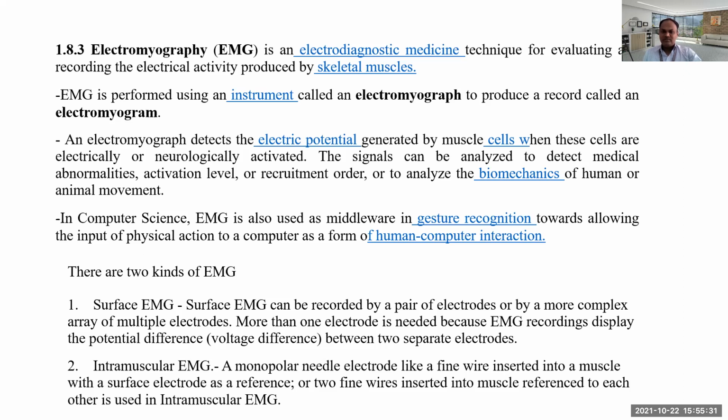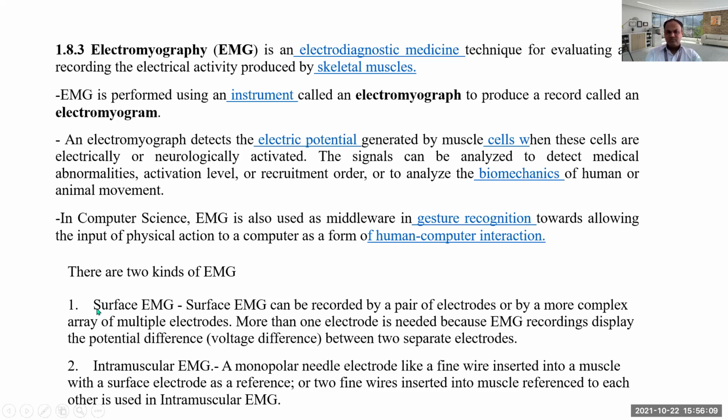The signal can be analyzed to detect medical abnormalities, activation level, or recruitment order, or to analyze the biomechanics of human or animal movement. In computer science, EMG is used as middleware in gesture recognition. So we are going to use this in gesture recognition for particular robotic applications, that you have to remember. It is an input of physical action to the computer as a form of human-computer interaction. We are going to use that.